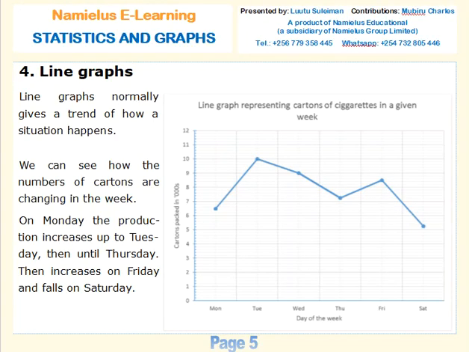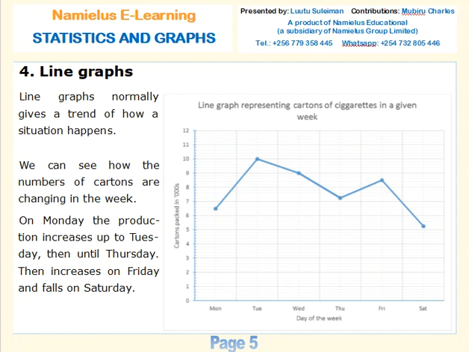Let's now look at line graphs. That is representation or chart display number 4, line graphs. These normally give a trend of how a situation happens. They are actually showing a behavior or a tendency of a situation because they are kind of continuous. So we can see how the numbers of cartons are changing in the week.